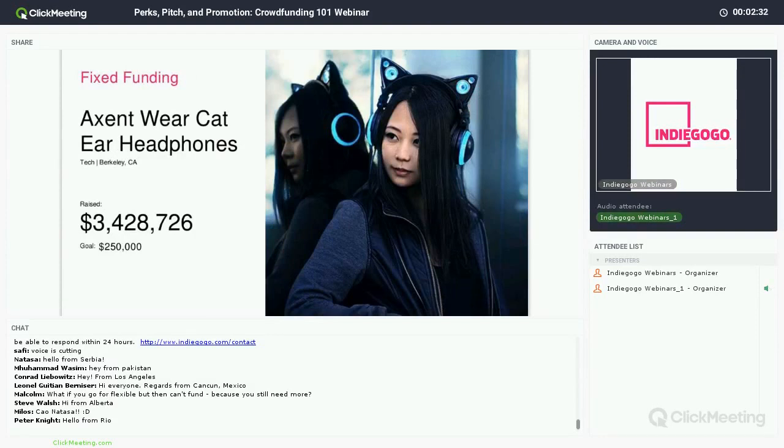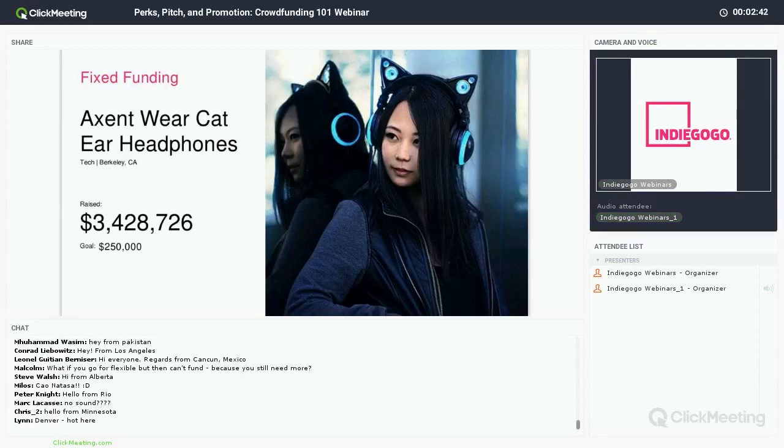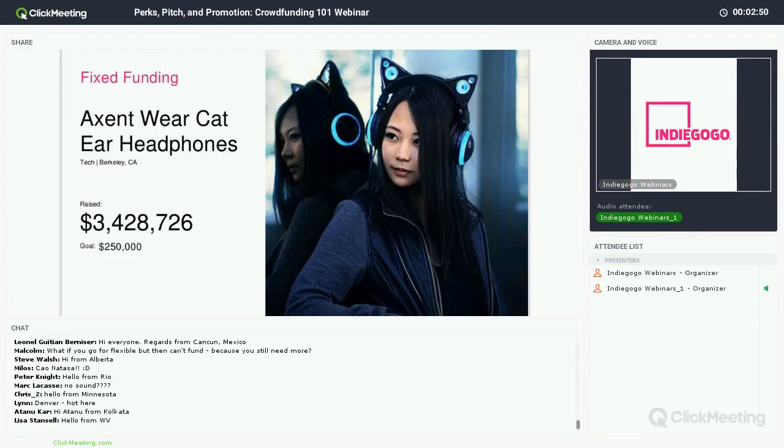A great example of fixed funding is one of our most successful campaigns, or one of our early successes, I should say: the Accentwear cat ear headphones. You may have seen these around. They actually are now partnered with Brookstone, and they're sold in Brookstone stores. I've seen them in airports, which is pretty cool. They were just two girls that were at Berkeley, in design school, I believe, and so they were really, really new to hardware and crowdfunding for sure.